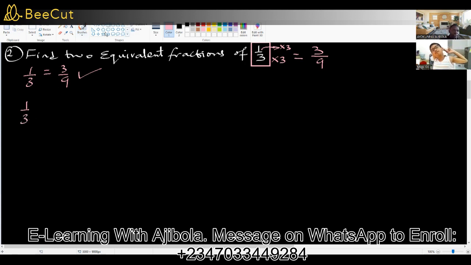Again, give me another number that I can use to multiply the two of them. You gave me number 3 and I used it to multiply the two of them. So give me another number that I can use. Just give me any number. You have given me 3, so I used 3 to get an equivalent fraction. So give me another number instead of 3.